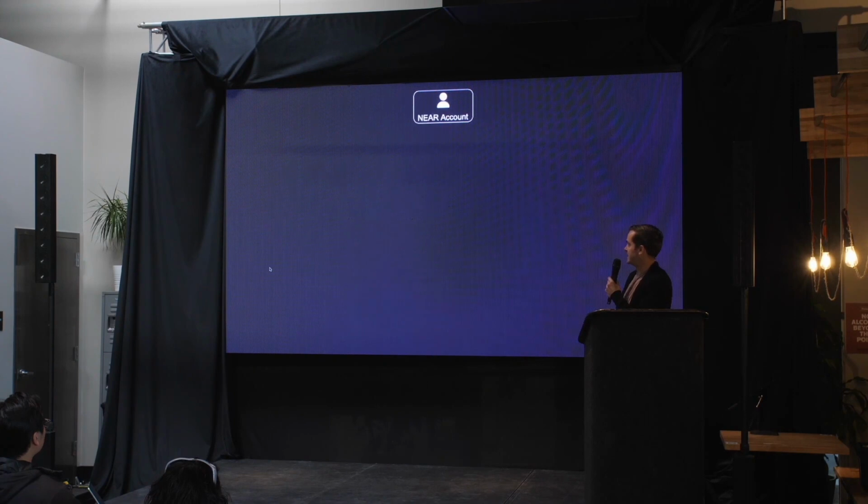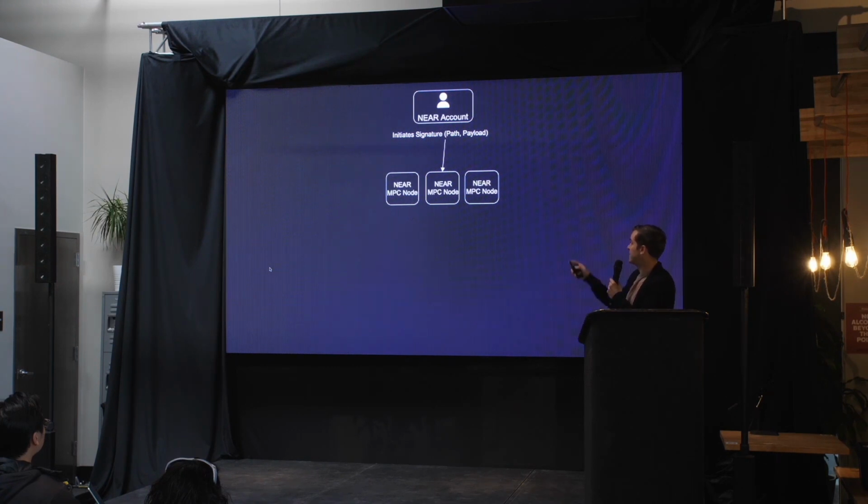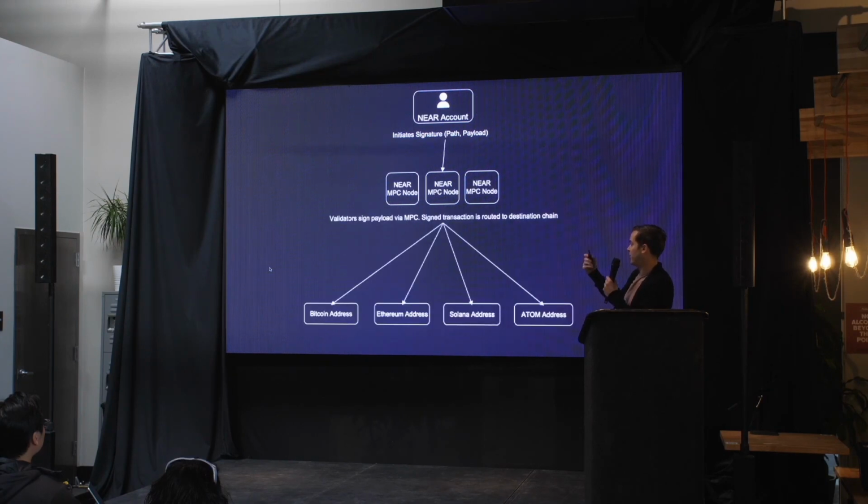To walk through an example, you have the NEAR account, which initiates a signature. They'll include the path, and they'll include the payload, like the transaction they're trying to sign. After they initiate the signature, the MPC nodes will pick it up. They'll each sign with their respective key shard. They'll sign this payload, and they'll pass back that signed transaction to the user or the front end, and then that'll end up being relayed to the destination network. So you can use this NEAR account to sign for basically any blockchain under the sun.